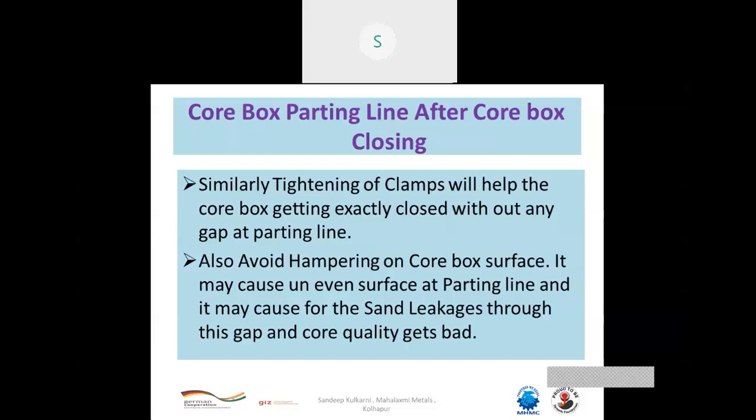Similarly, tightening of clamps is also important. Sometimes we have to use clamps for joining the core boxes. If clamping is not proper and it is loose, then definitely there will be some gap and your core dimension will increase across the parting line. It will also hamper the quality of the core, and dimensional accuracy will not be there. So it is very important.